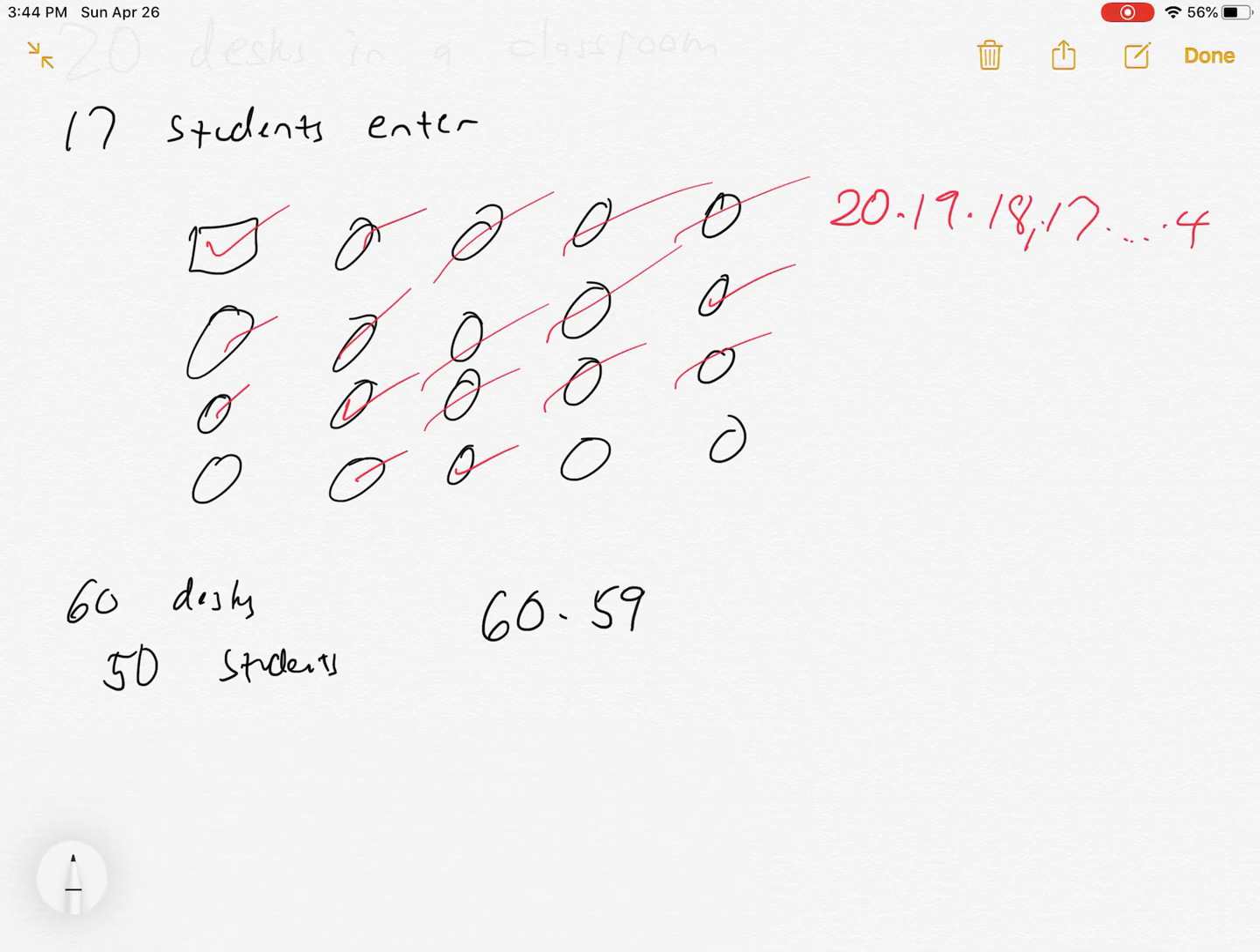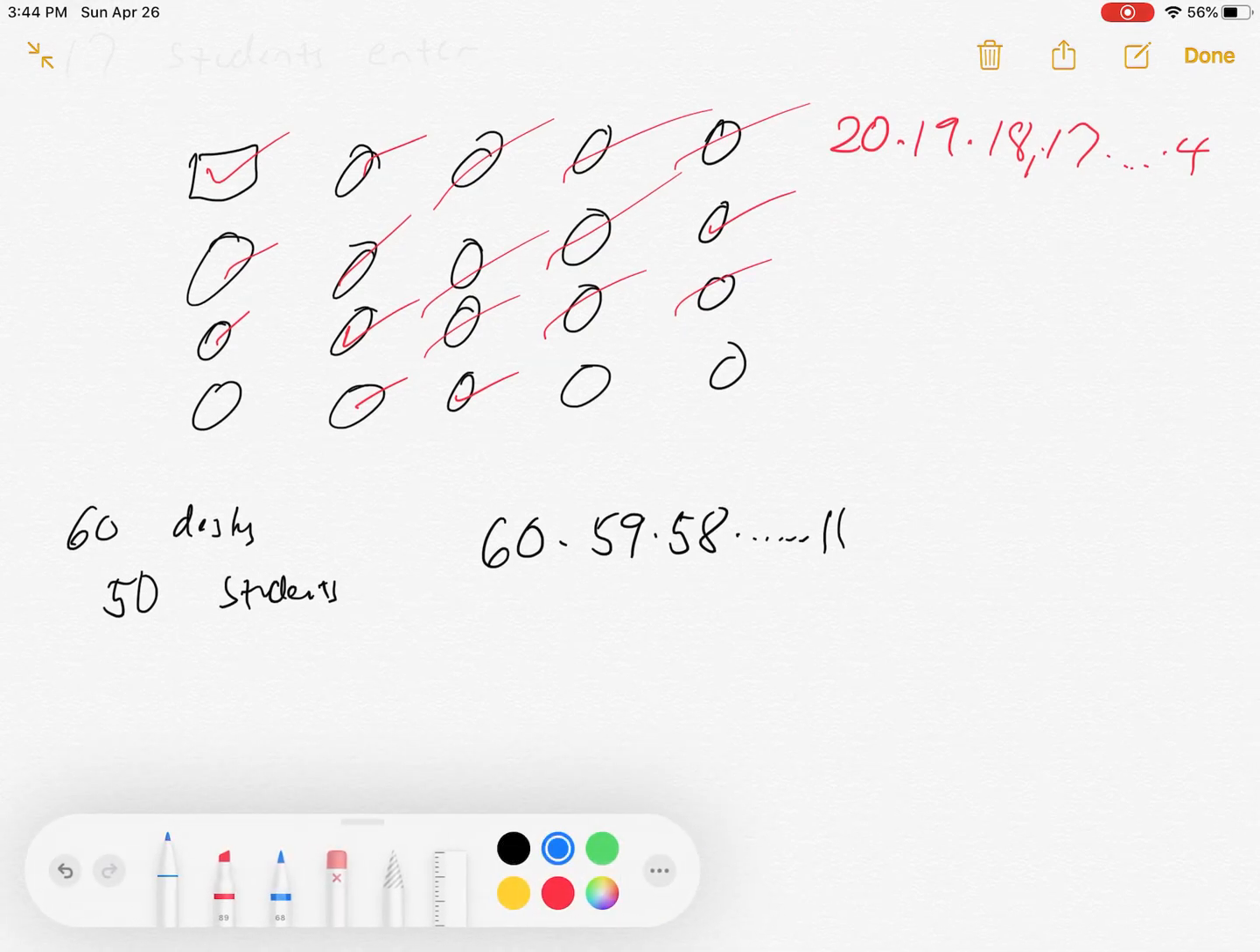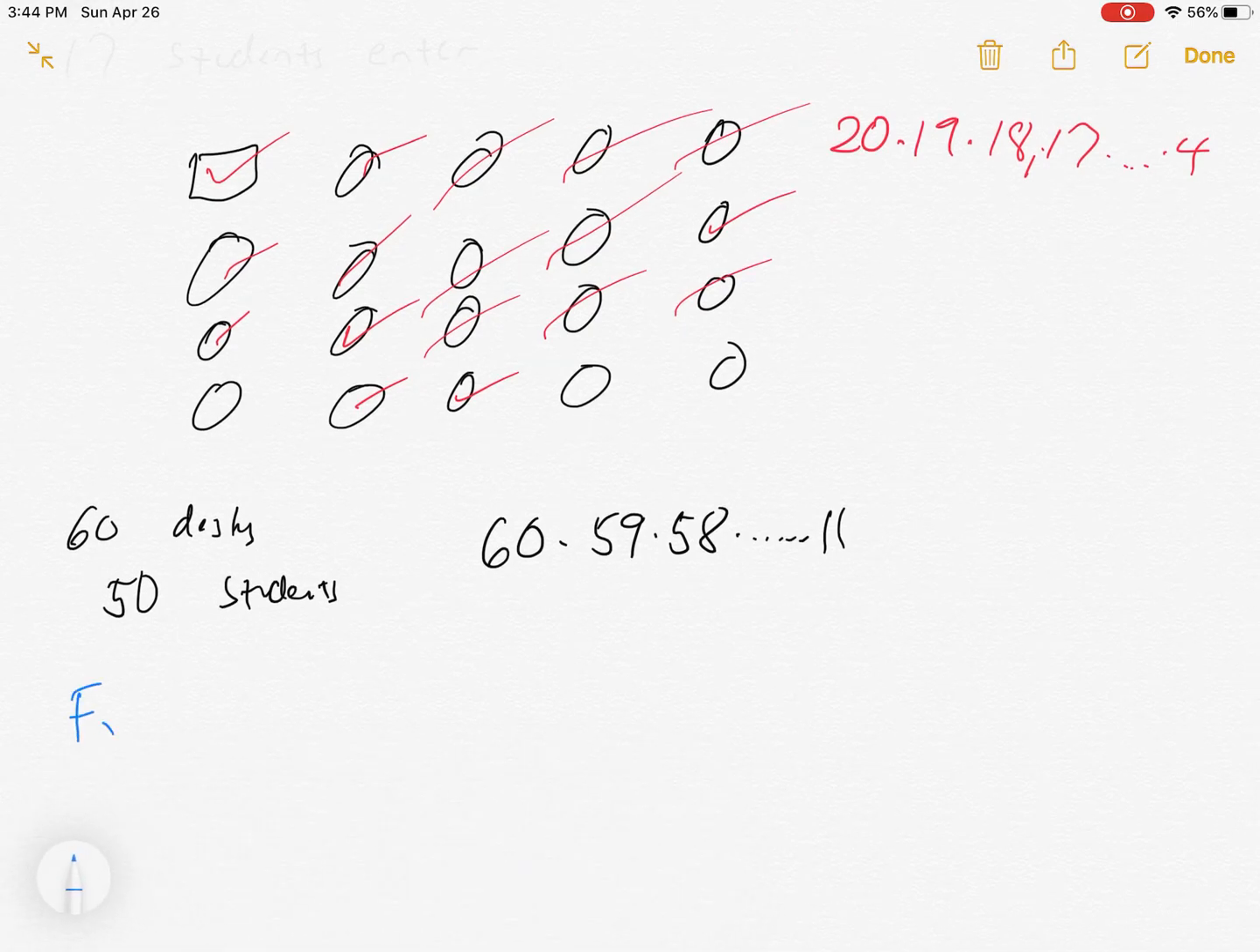You could do it. But let's imagine we up this to, what if we have 60 desks, and we have a class of 50 students? That would be 60 times 59 times 58, all the way up to the very last option, which would be 11, because after they take a seat, there'll be 10 empty seats, right? How would we do that? That would take a while.